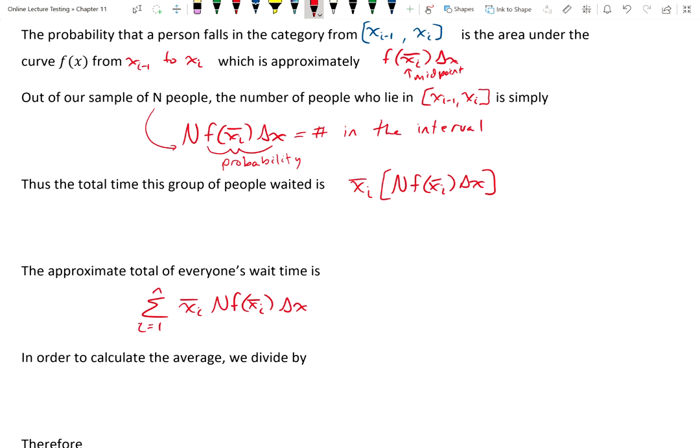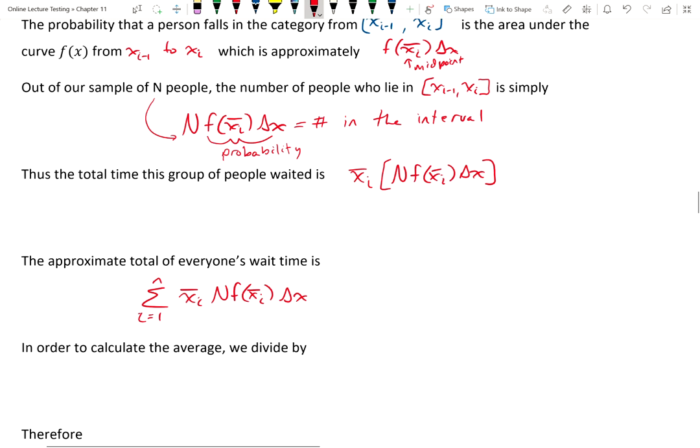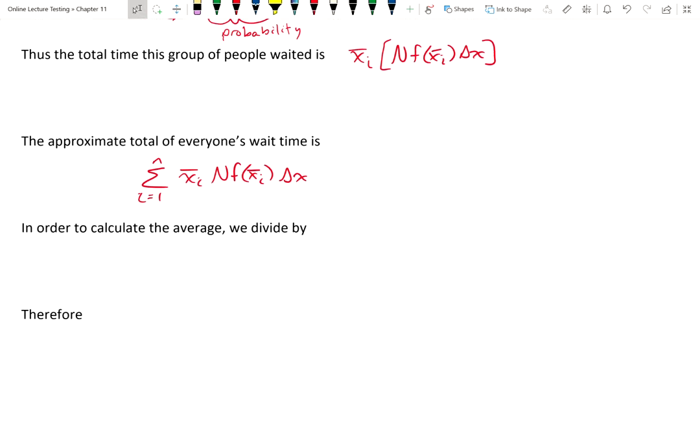So if we looked at a group of 100 people, we calculate the wait time that they had, and that's all this is. All right. Well, now let's talk about calculating the average. Well, we're just going to divide by the number of people. Okay? So if we divide by the number of people, let's rewrite this real quick. n is some constant value. I could pull that outside of this summation.